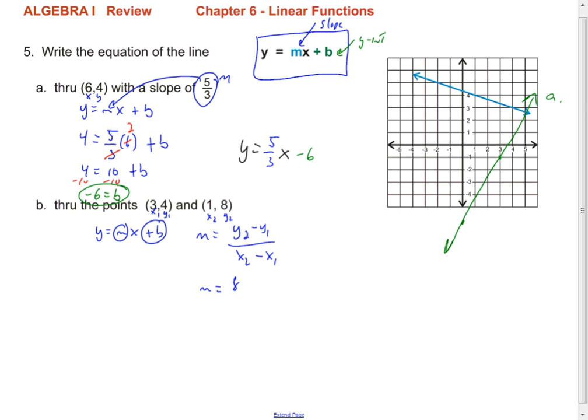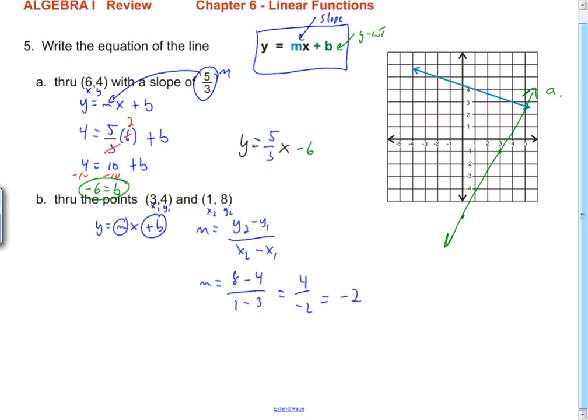Y sub 2 is 8, minus from the formula, y sub 1 is 4, bottom, x sub 2 is 1, minus from the formula, x sub 1 is 3. I end up with 4 over negative 2, and therefore my slope is negative 2. Okay, I have my slope. How do I get my y-intercept?